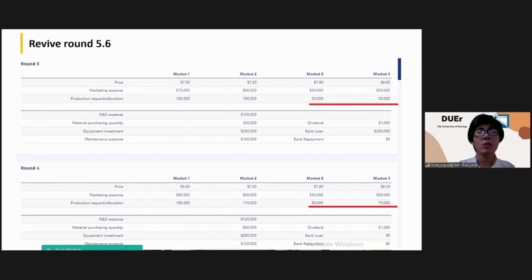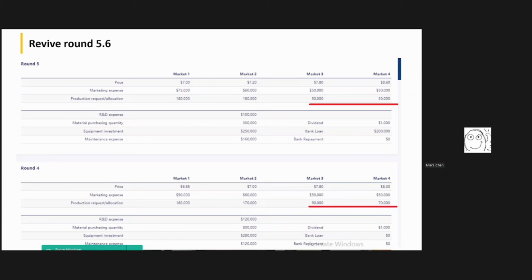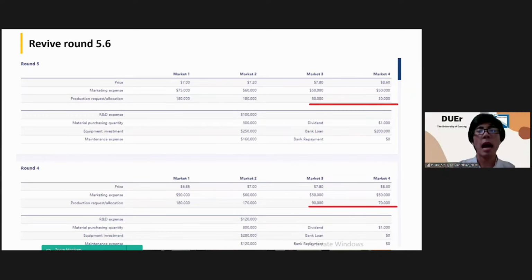The next part is reviewing round 5 and 6. We decided to increase price in all 4 markets. In addition, in round 5, we decreased the amount of product allocation of markets 3 and 4 to ensure our inventories could be sold totally.